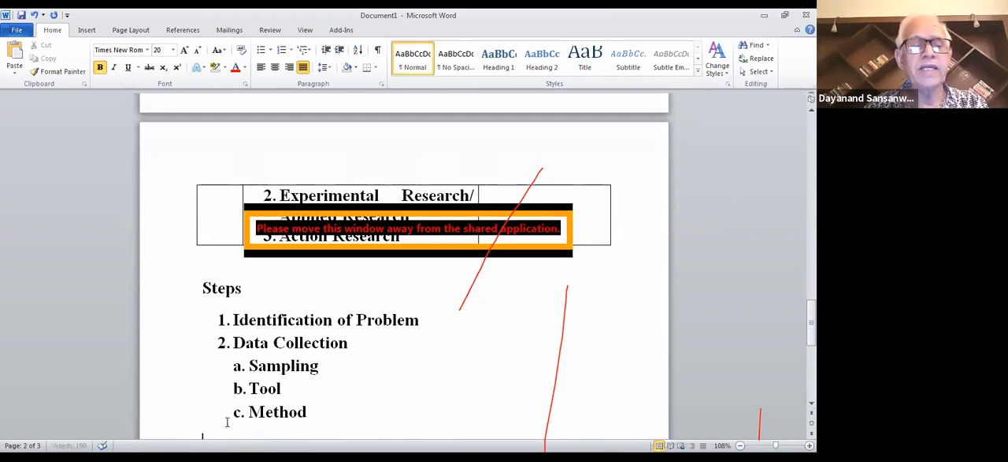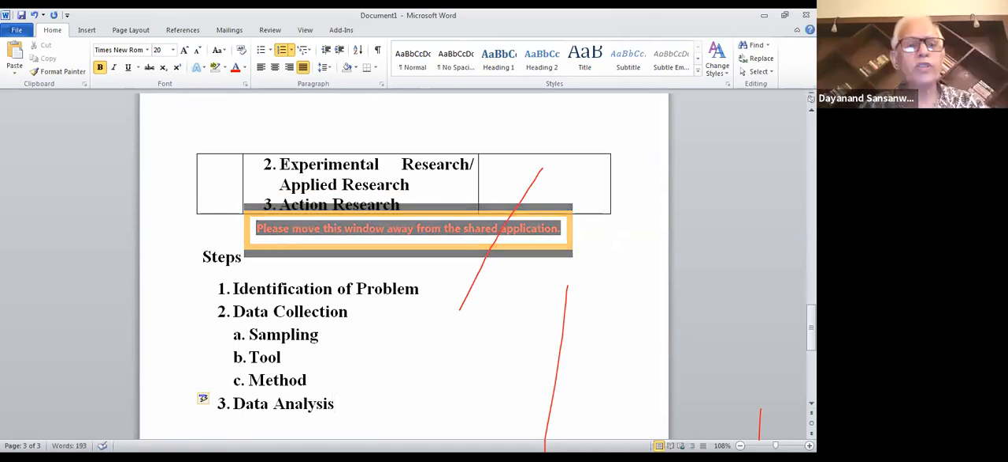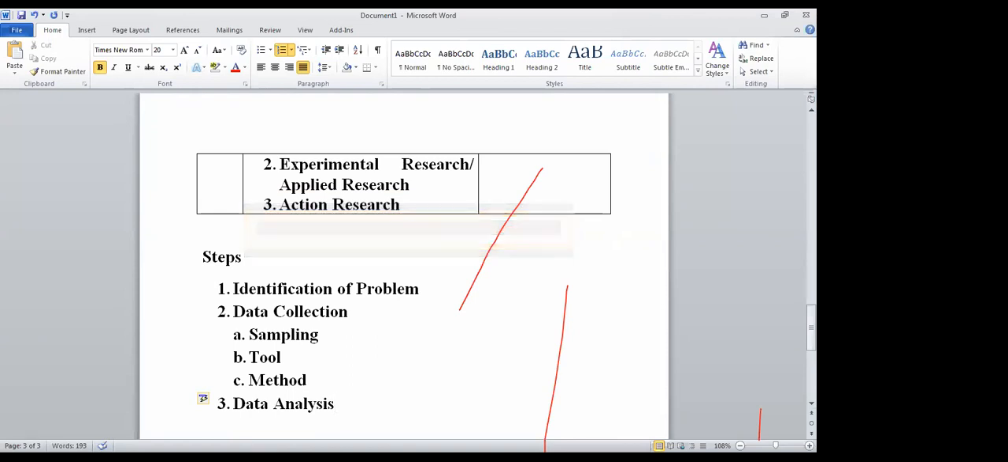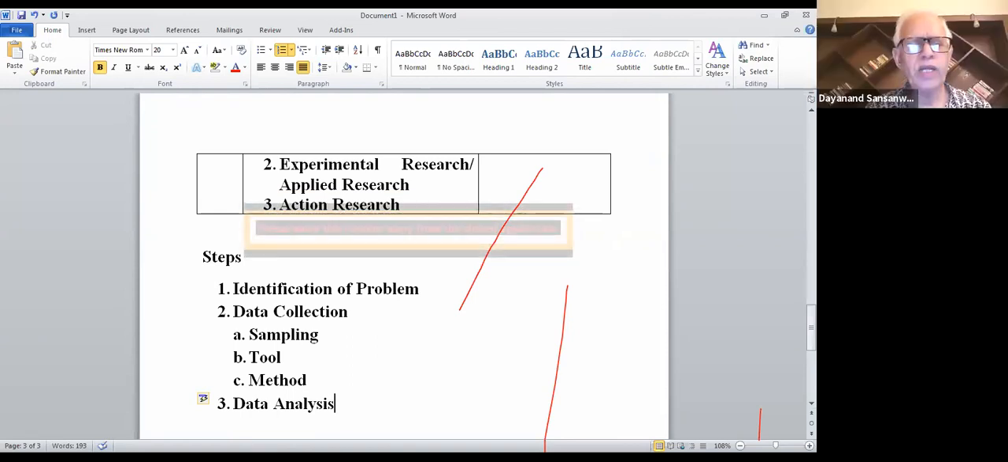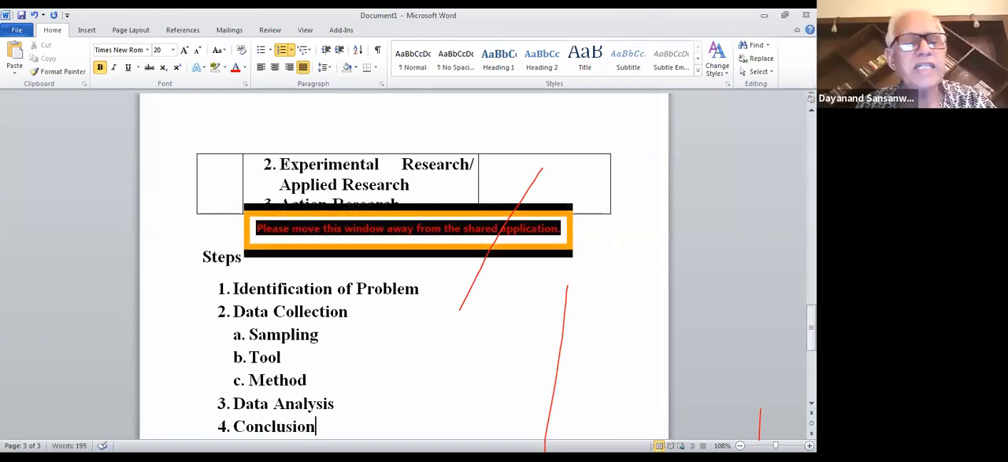Another is you have to have the data analysis. So your grounded theory starts working from step number 2. It goes to step number 3. And then naturally, step number 4 is your conclusion. So these are the steps which, as a researcher, you must follow as far as grounded theory is concerned.